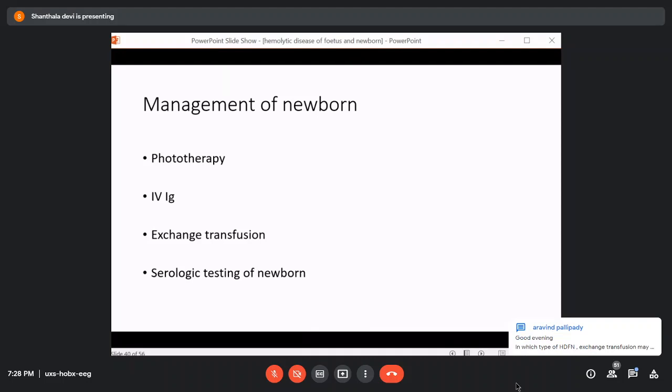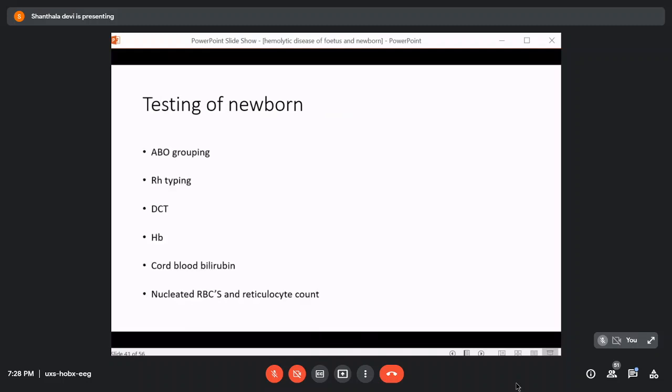First, there is simple phototherapy, IV immunoglobulin can be administered, exchange transfusion can be done, serological testing of the newborn has to be done. So what do we test for in the newborn? The ABO grouping can be done, Rh typing, the DCT, the direct antiglobulin test, hemoglobin estimation, cord blood bilirubin, look for the evidence of hemolysis in the peripheral blood, for example, nucleated RBCs, reticulocyte count can be checked.